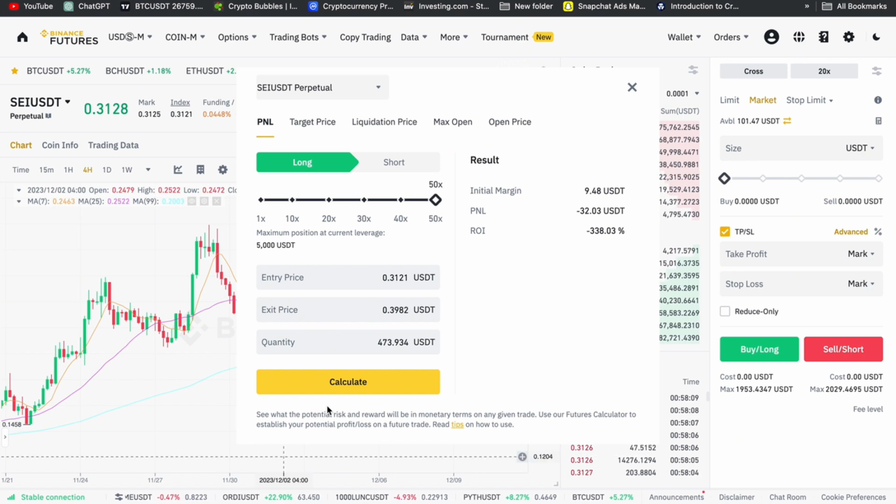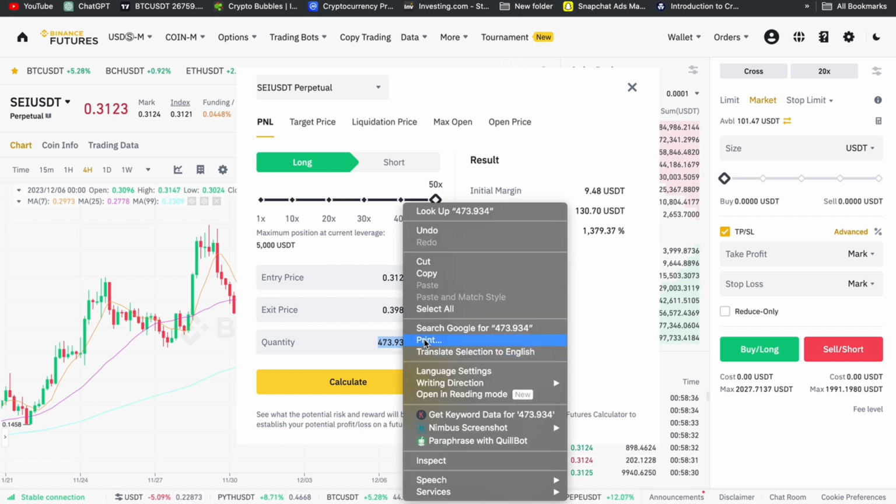982. Then I'll click on calculate. So I'm going to make $130 if the trade goes in my favor. So if C is able to reach $0.382, I'm going to make $130. But if it goes against me, I'm going to lose $32, which is good. So this is the margin I'm going to use to trade my account.